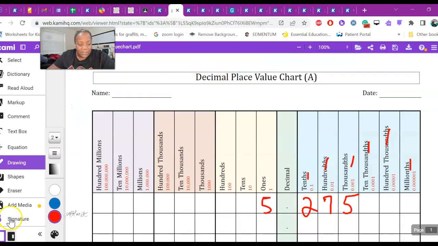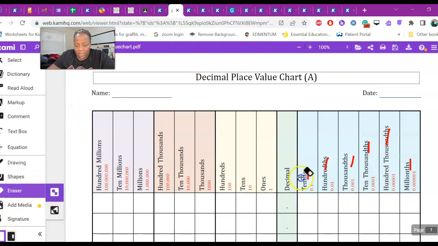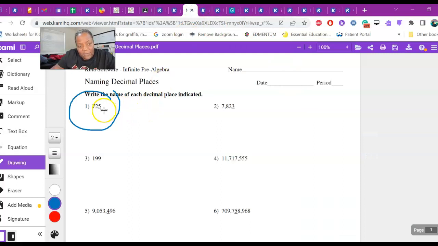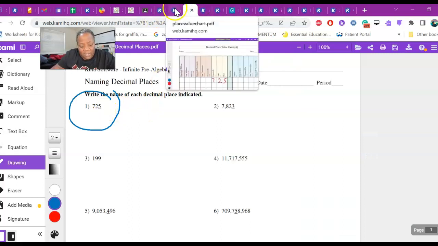I could take a look at my place value chart right here, and I would put 725 before the decimal because it is a whole number. So I have 725. And then it asks me, let's go back, taking a look at the 5: what place value is that 5? Guess what?